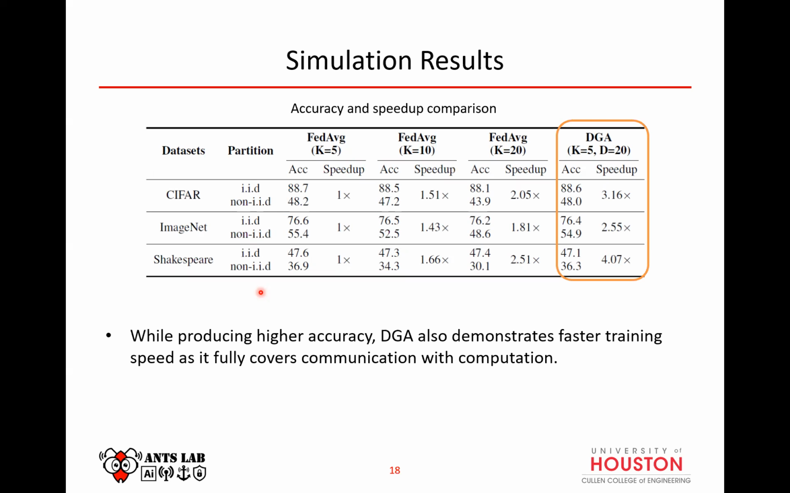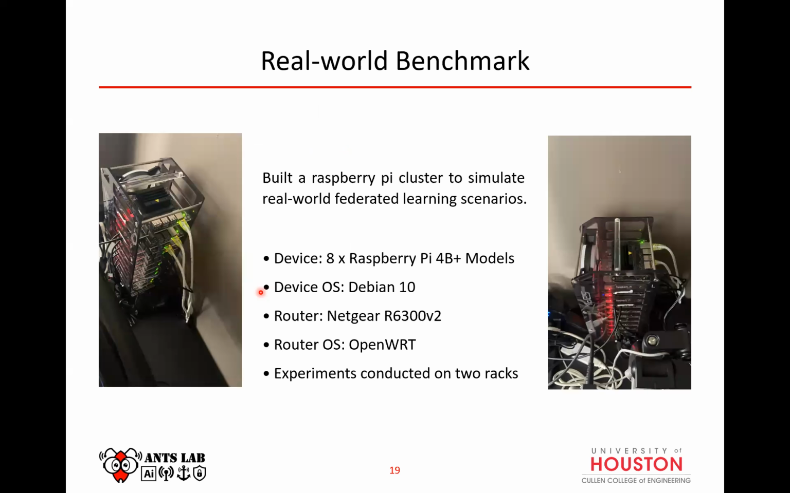Hold on, sorry. I'm more interested in the hardware they're using. Are they using a server or a mobile device or anything? Yeah, they're actually using Raspberry Pi models. And they also use a Netgear router because they do not assume a parameter server. Like I was saying, the devices are just sending the updates to each other. So they just use 8 Raspberry Pi models as the mobile devices.